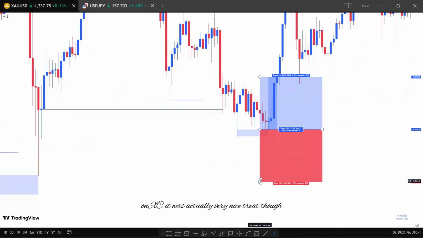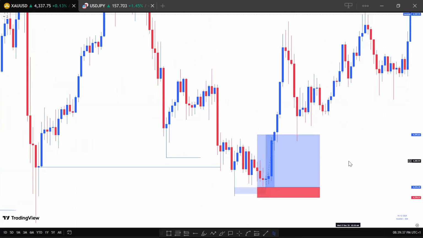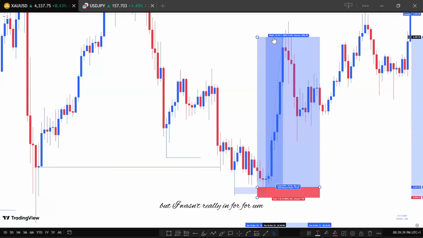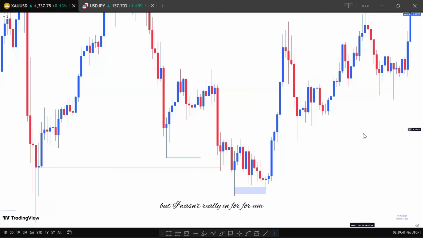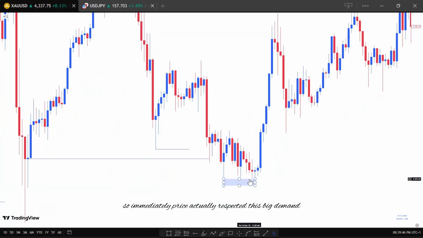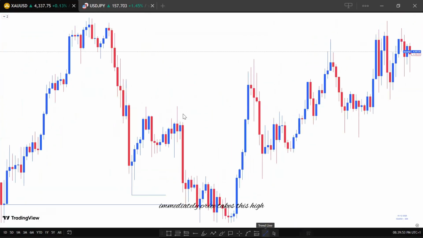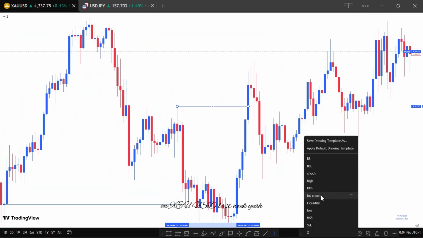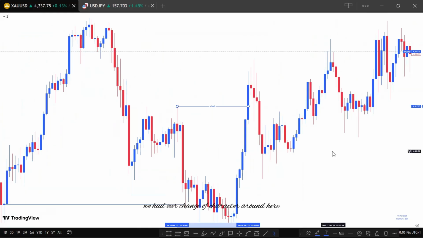On XAU, it was actually a very nice trade though, but I wasn't really in for that one. So immediately price actually respected this big demand. We had our change of character at this region. Immediately price takes this high. We had our change of character. Then this actually confirmed the buys on XAUUSD last week. Yeah? We had our change of character around here.